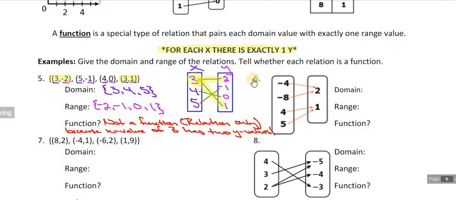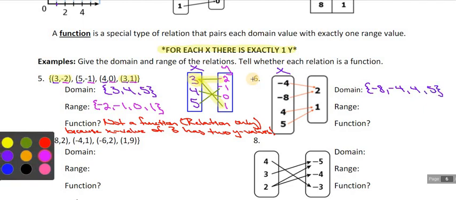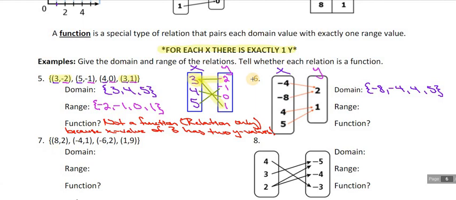So let's move on to number 6. Our domain is our x values, our first rectangle-ish. So putting the numbers in order, -8 would be the smallest, so that comes first. Then -4, then positive 4, and positive 5. Range, our y, our second part of our mapping diagram, is only two y values, 1 and 2.